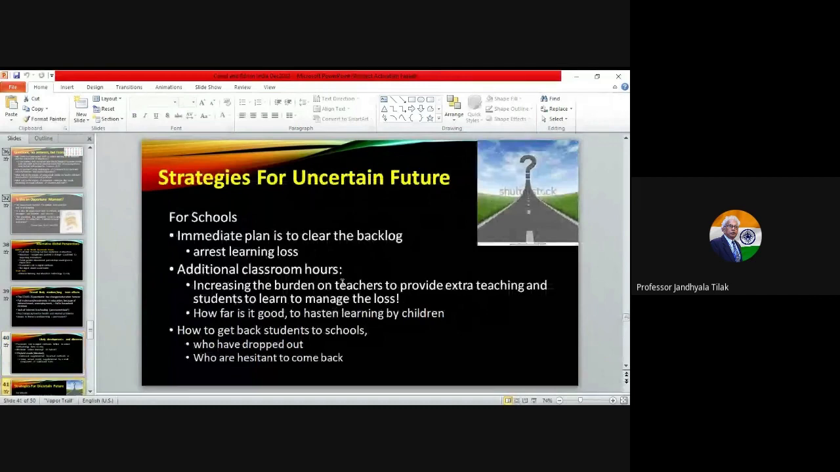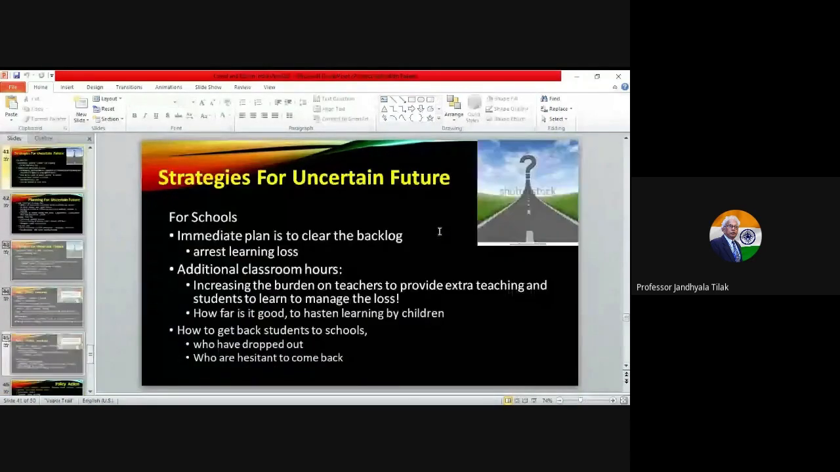What kind of policy strategies are necessary? The immediate plan is to clear the backlog in learning, the backlog in syllabus coverage, and arrest the learning loss that has taken place. The strategy adopted by some schools, and endorsed by some state governments, is to extend the classroom hours by a couple of hours more and try to see that the entire syllabus is covered in time. That increases the burden on teachers to provide extra teaching and on students to manage the loss.